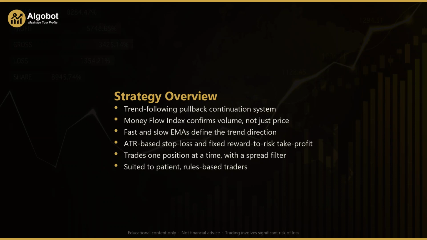Together they describe whether the market is trending up or down, and the strategy only ever trades in that direction. In an uptrend it looks to buy dips, in a downtrend it looks to sell rallies. It never fights the prevailing trend. Risk is handled with the average true range, a common measure of volatility. The stop loss is placed a set multiple of the ATR away from entry. The take profit is a fixed multiple of that risk, and a trailing stop can follow the trade as it moves in the intended direction.